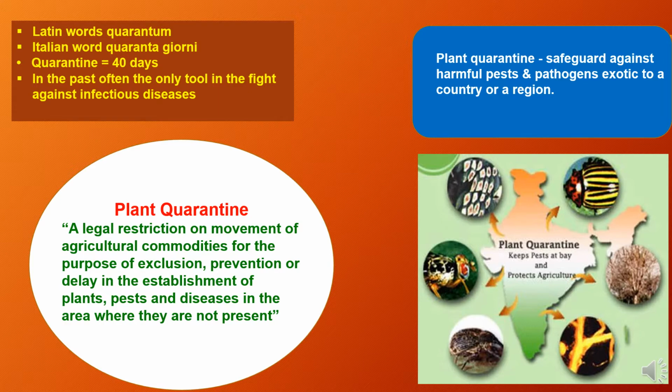Plant quarantine is a legal restriction on movement of agricultural commodities for the purpose of exclusion, prevention, or delay in the establishment of plant pests or diseases in the areas where they were not present earlier. Plant quarantine is thus designed as a safeguard against harmful pests and pathogens exotic to a country or a region.